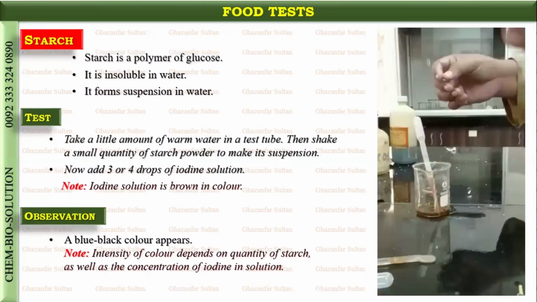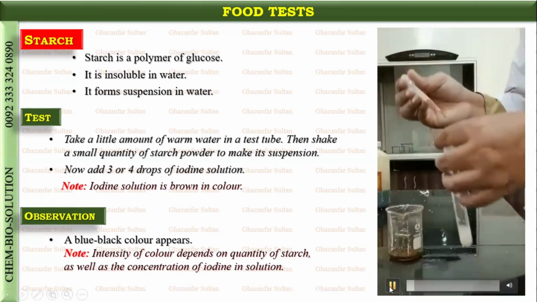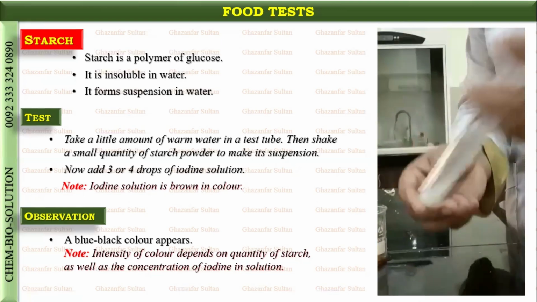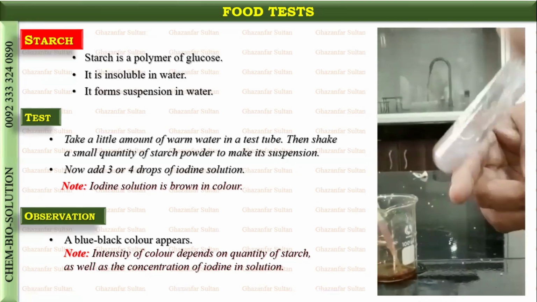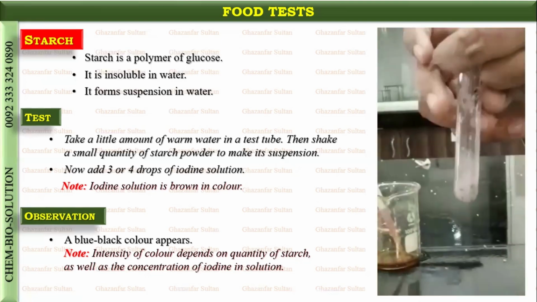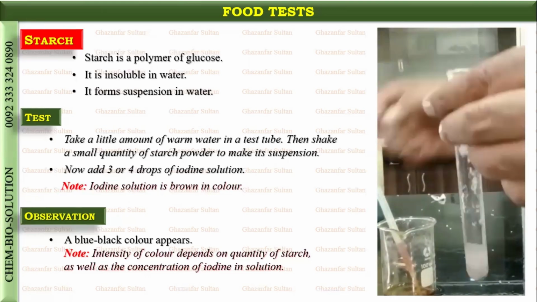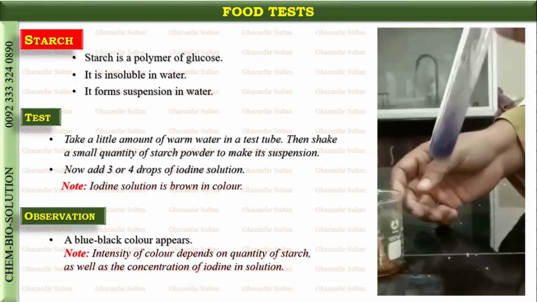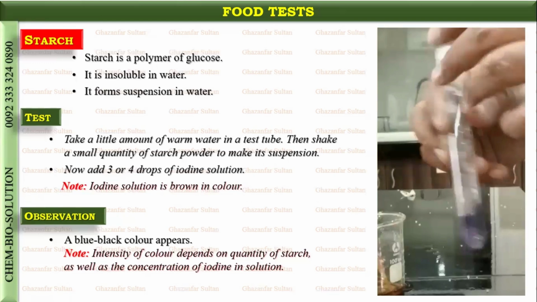See, this is the brown solution of iodine, and see what happens when we add the solution into the starch suspension. A few drops of iodine solution are added here, and on shaking, a light gray color appears. But I think the quantity of iodine is not sufficient. So when we add a few more drops, the color becomes clearly blue-black. So it shows the presence of starch.